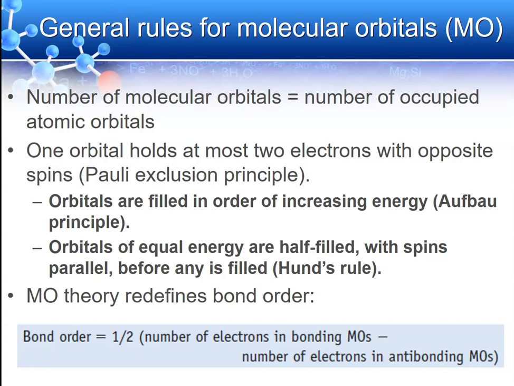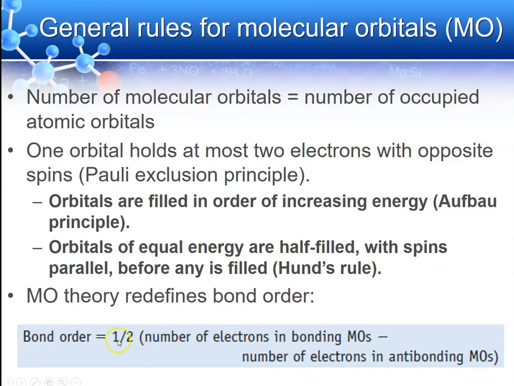One orbital holds at most 2 electrons with opposite spins. That's the Pauli exclusion principle. We've seen that before. Orbitals are filled in order of increasing energy according to the Aufbau principle. Orbitals of equal energy are half filled with spins parallel before any is completely filled. That's Hund's rule. And we are going to redefine bond order.